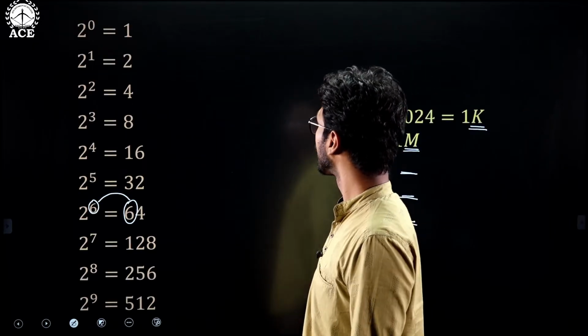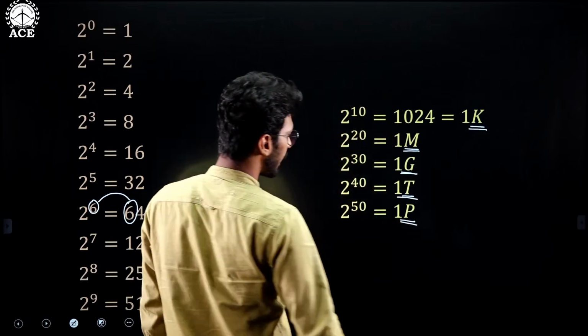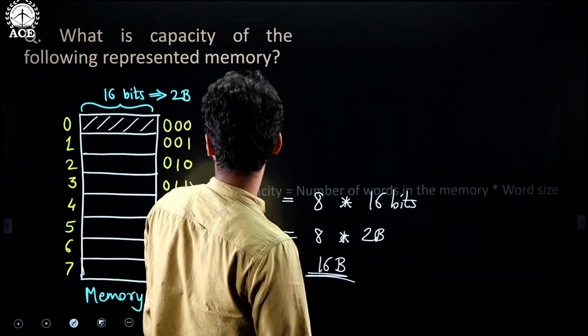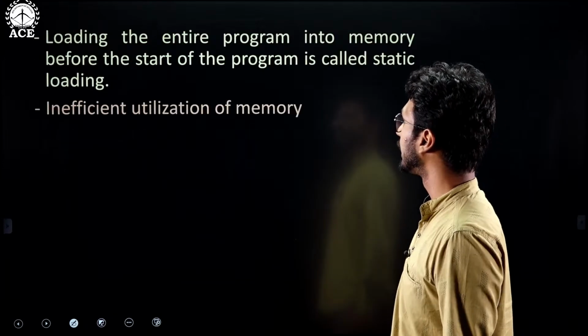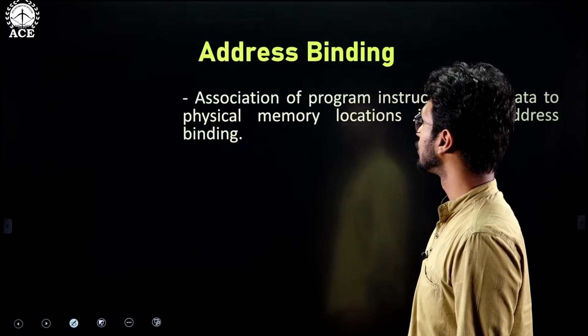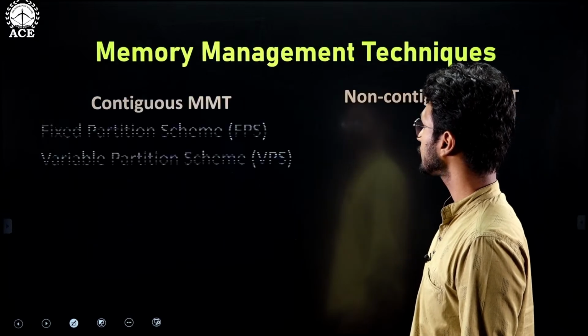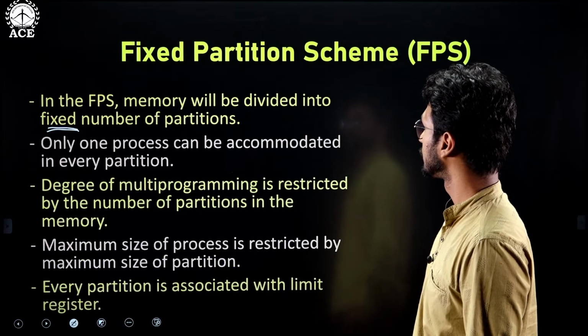All this you need to remember: K, M, G, T, P, all these things. Just remember all these things. Loading, linking, address binding, everything. Just remember it. Contiguous.